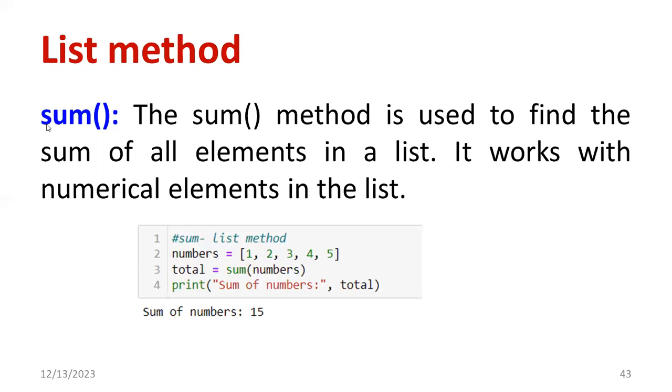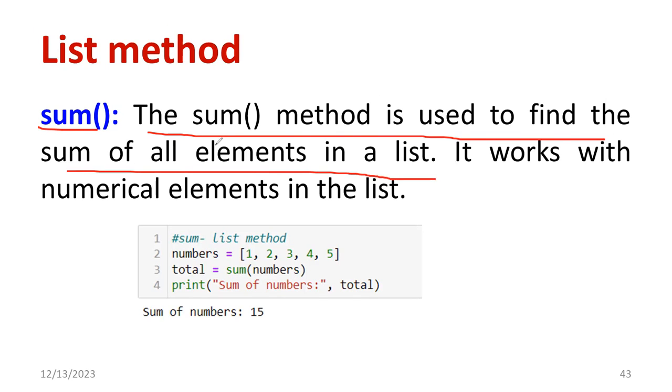Okay, now I'm talking about sum. The sum method is used to find the sum of all elements in the list. Element in the sense of item, the sum of all the items. If you want to use this method, you can directly use sum, then it will compute the sum of all the items. It works with the numerical elements in the list. If it is a string, it is not possible. If it is an integer or any floating data type, it is very easy.